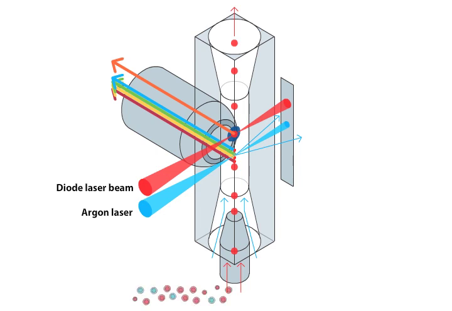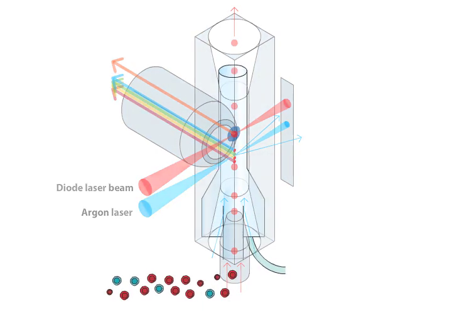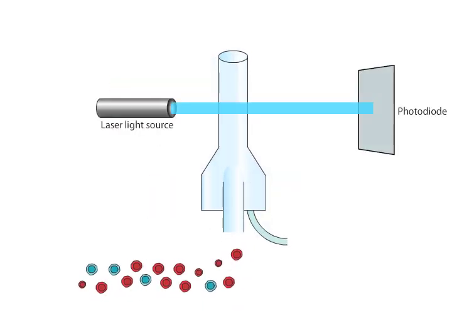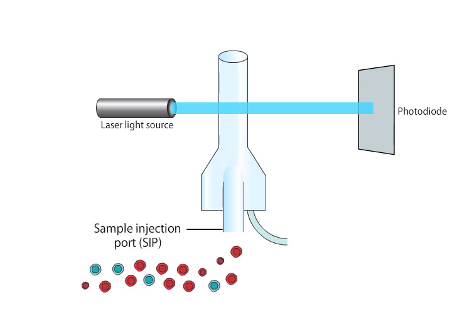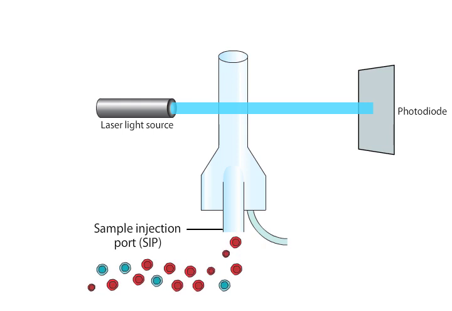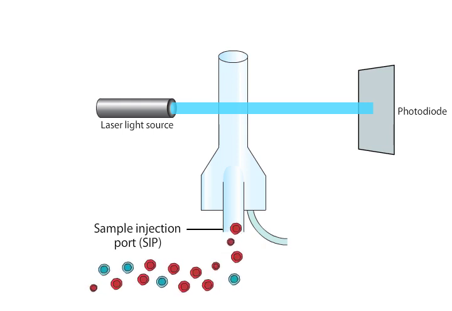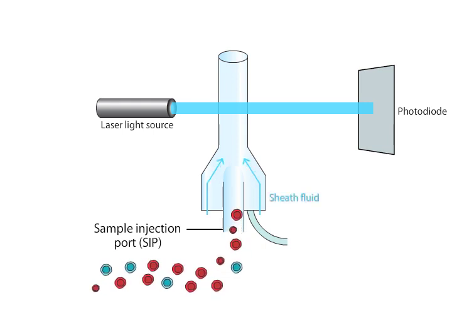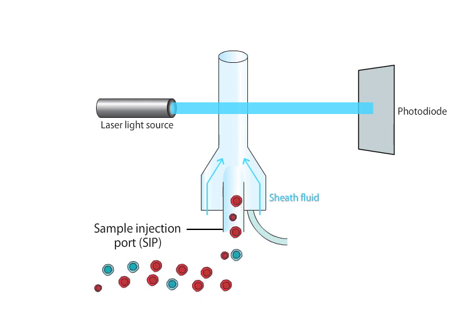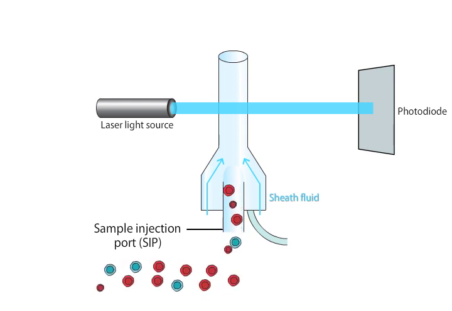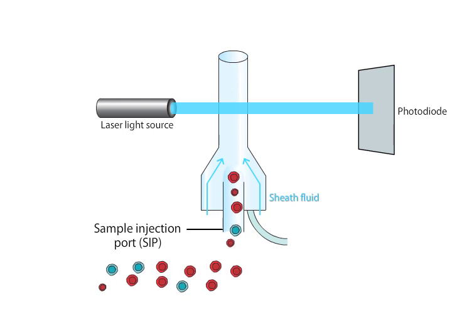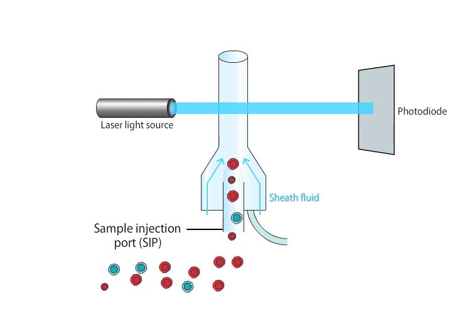First, a heterogeneous population of cells in a well-mixed suspension is introduced to the instrument at the sample injection port, or SIP. Within the SIP tube, the suspension is mixed with a saline sheath fluid which encircles the narrow stream of cells, hydrodynamically focusing the sample and ensuring that cells pass single file through the laser beam.